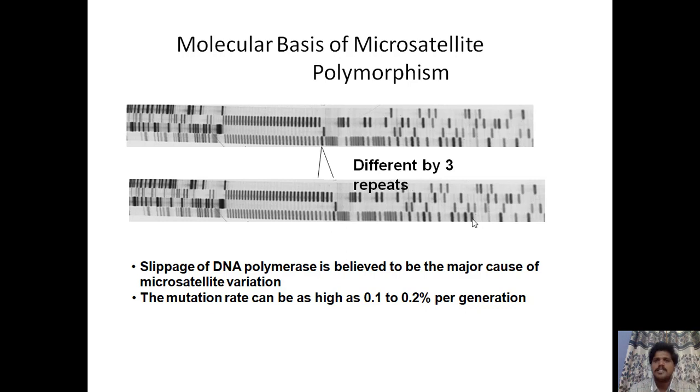Then molecular basis of microsatellite polymorphism. Slippage of the DNA polymerase is believed to be the major cause of the microsatellite variation. Slippage of DNA polymerase in the sense that while it is going for replication, because of slipping, it results in the repetition of these bases. So the mutation rate can be as high as 0.1 to 0.2% per generation.